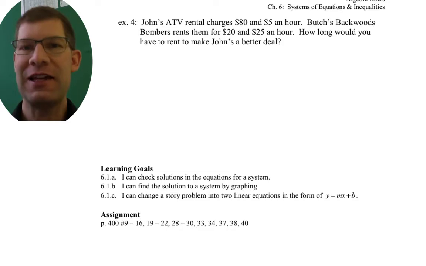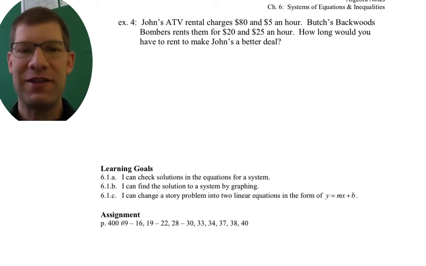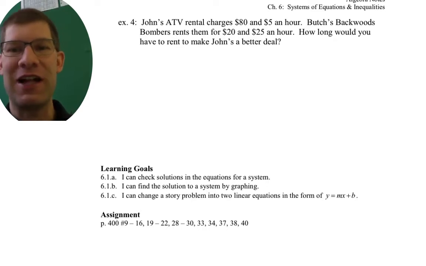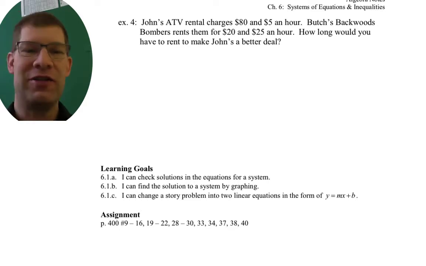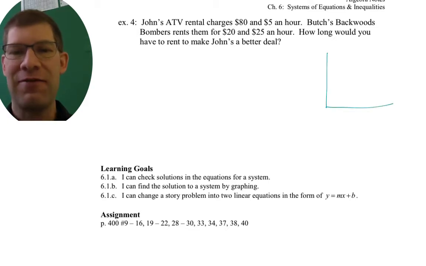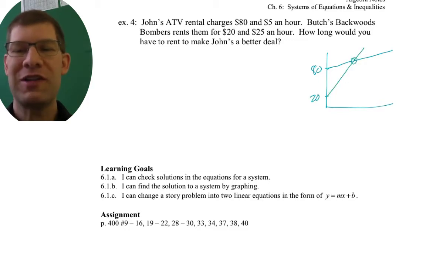If you flip to that last page of your notes, we have this example here. John's ATV rental charges $80 plus $5 an hour. Butch's Backwood Bombers rents them for $20 and $25 an hour. How long would you have to rent to make John's a better deal? Essentially what we're looking at with these is if you have your graph, the one starts out at 80 bucks, so I'll just put in 80 in here, but it doesn't go up real fast, it's just 5 bucks an hour. The other one starts at 20, but it's going up faster, it's 25. So we're trying to figure out what's that point right there.